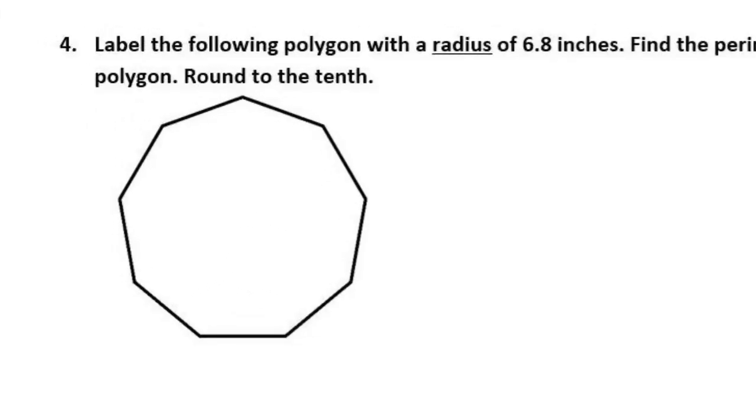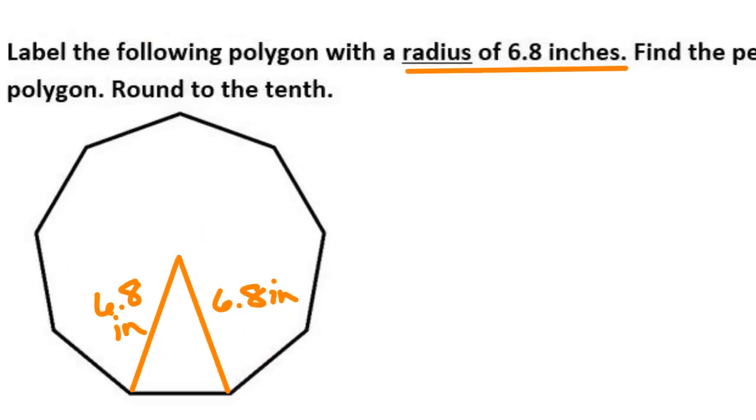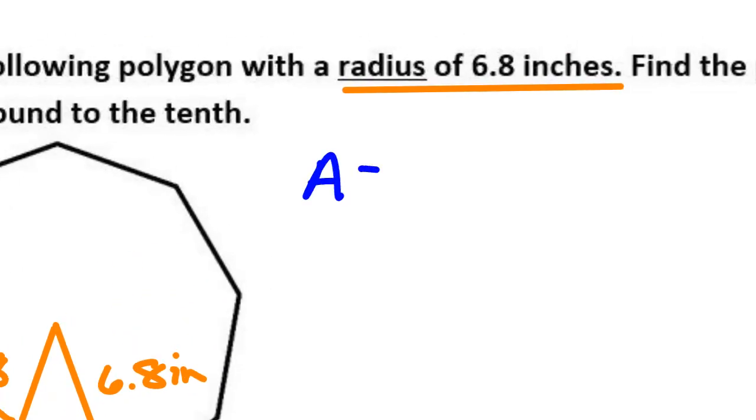All right, so we have a radius of 6.8 inches that they give me right here. So I'm going to draw that in. A radius goes from the center to a corner. So I'm actually going to go ahead and draw in 2 radii here so that I've made a little triangle. This is 6.8 inches. This is 6.8 inches. They want us to find the area. This is a regular polygon, so I'm going to need the apothem and the perimeter.